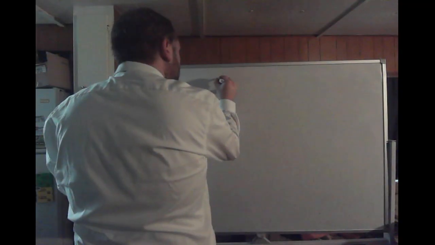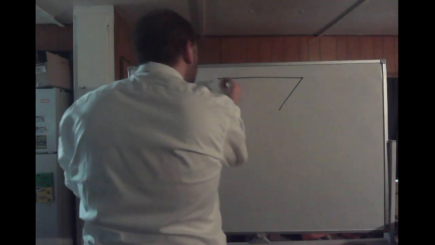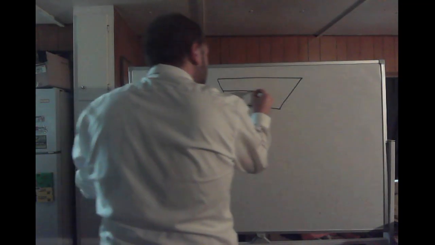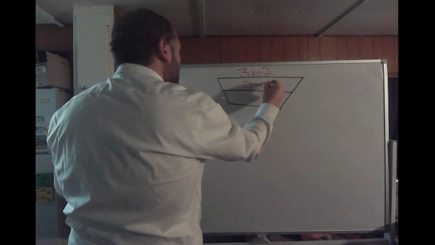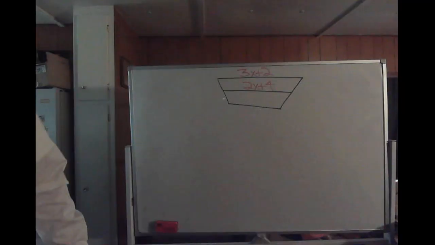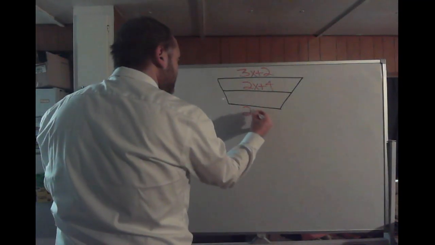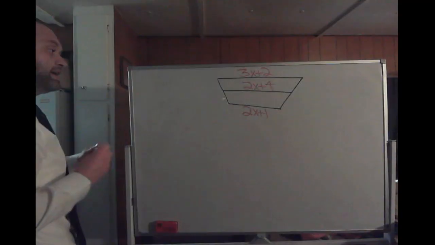Two more. Upside down trapezoid, no big deal. Draw that median. Okay. Well, let's see. The length of the top base is going to be 3x plus 2. The length of the median is going to be 2x plus 4. And the length of the bottom base is going to be 2x plus 1. So we have x on all three of them.